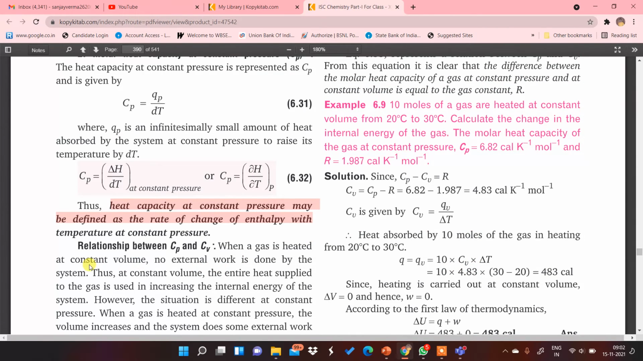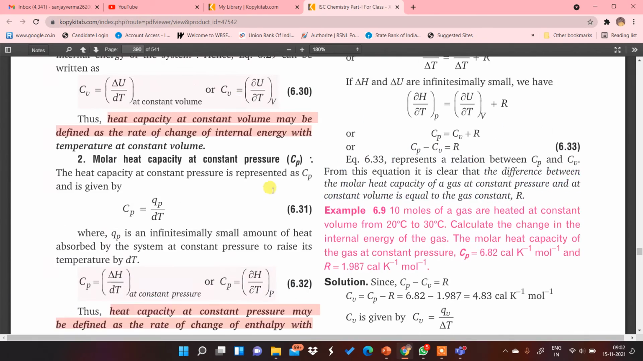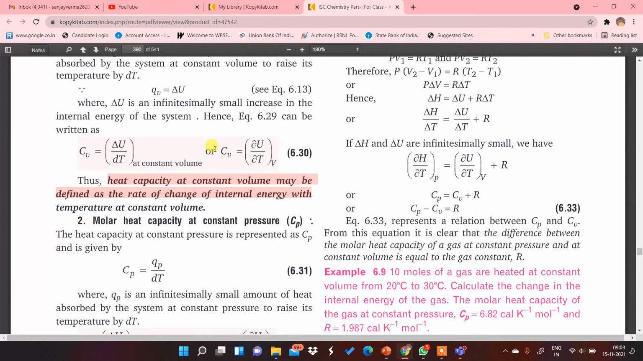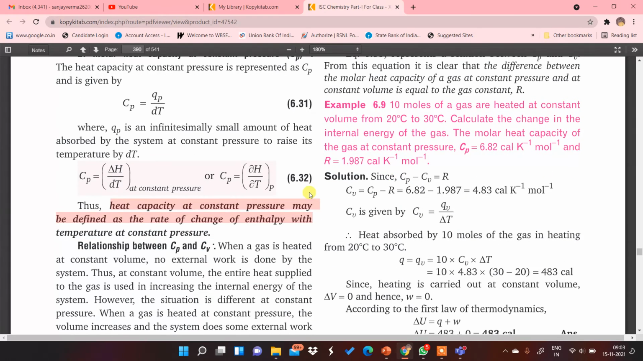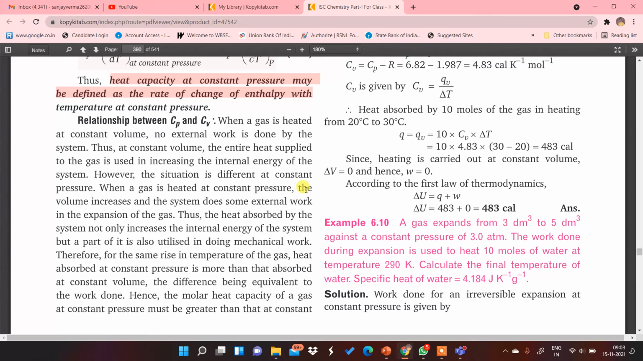So I was talking about this heat capacity at constant pressure, equation 6.32. It is the rate of change of enthalpy with temperature at constant pressure, and this Cv, the molar heat capacity at constant volume, is the rate of change of internal energy with respect to temperature at constant volume. So using equation 6.30 and equation 6.32, it is possible to work out a relationship between Cp and Cv.